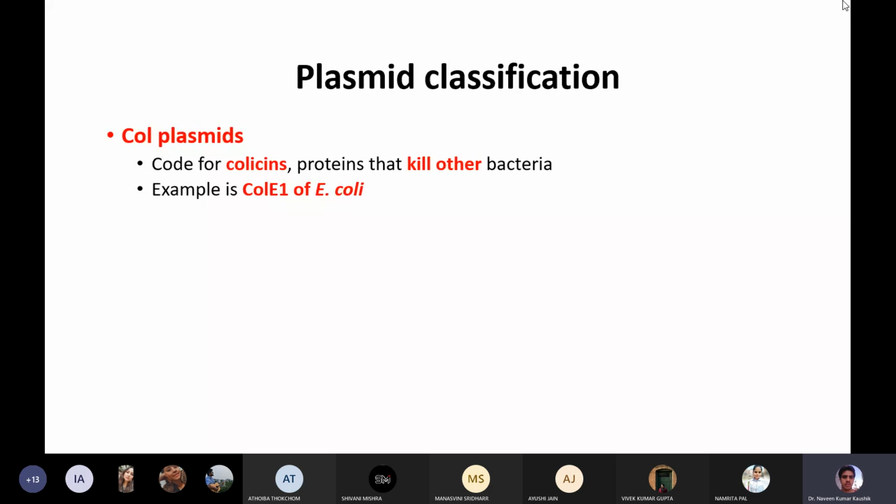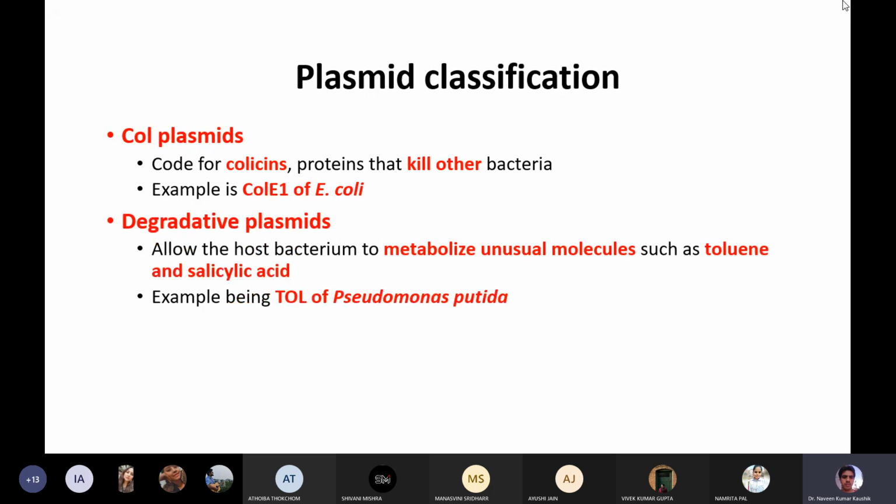You know that in the discovery of antibiotics, fungi secrete antibiotics. Similarly, bacteria also synthesize antibiotics. Antibiotics synthesized by bacteria are called bacteriocins, and here the bacteriocin is called colicin, which kills other bacteria. Second, the degradative plasmids allow the host bacterium to metabolize unusual molecules such as toluene or salicylic acid, leading to their degradation. An example is the TOL plasmid of Pseudomonas putida.